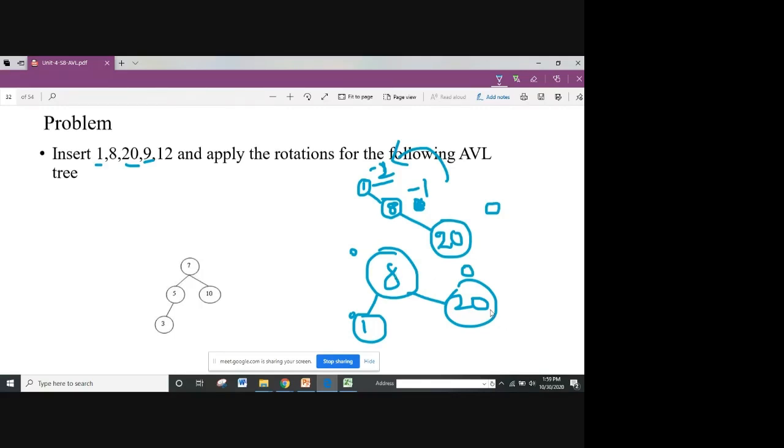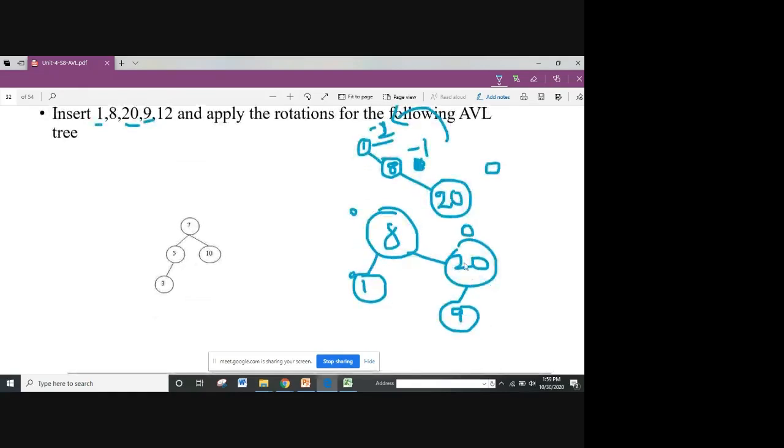8 greater, 20 lesser, left of 20. Yes, good. So 9 will come here. When 9 comes here, once again I will find the balance factor. This is 0, a leaf node, I'll put 0 first itself. Now again, for the root node it will be 0 and 2.